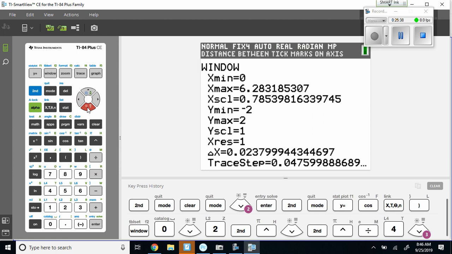Now, there are 3 things that you do not touch. You do not mess with X-res. You do not mess with delta X. You do not mess with trace step. Those are settings far above and more complex than what we'll get into. We're going to use the KISS method: keep it simple. Anybody not good with what we see right here? Anybody?